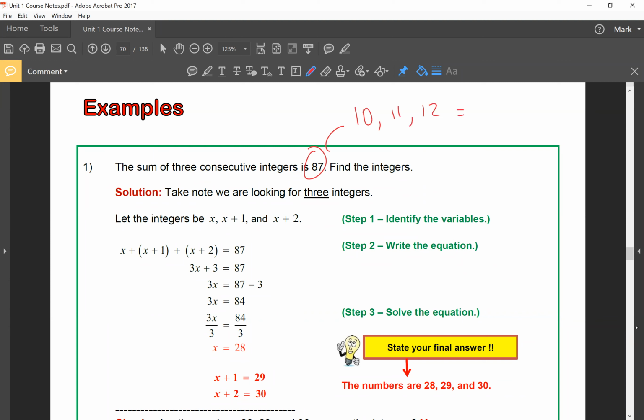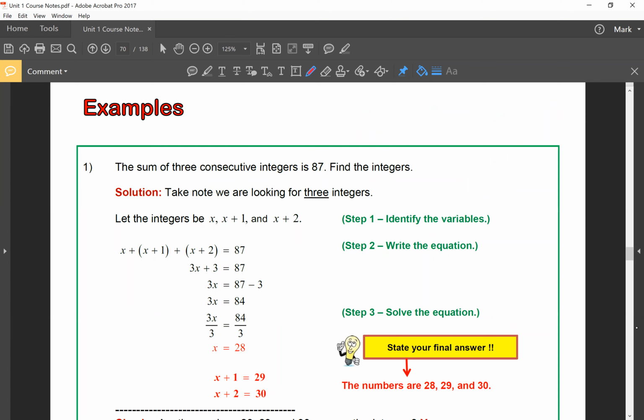You could add them up. So 10 plus 11 plus 12, you would get what? 33. That doesn't work. So you could try again. And you could keep going and going and going. But there's an easier way to do this than guessing your numbers. You can use the power of algebra, my favorite. I secretly have always liked algebra.